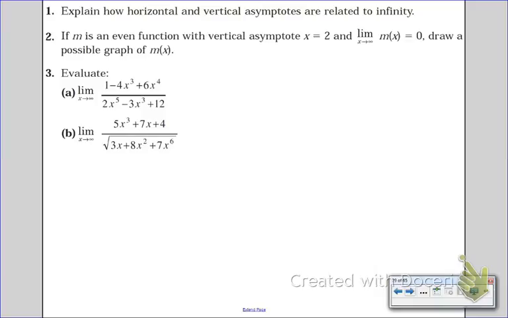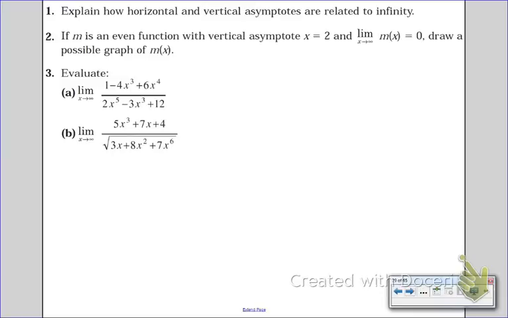All right. For number 1, let's just talk about it, because you don't have to write that out. Explain how horizontal and vertical asymptotes are related to infinity. So how would you be able to figure out a horizontal asymptote? How is that related to infinity? Good. So when the limit is being taken at infinity, what is the limit as x goes to infinity or negative infinity? And what is a vertical asymptote? How does that relate to infinity?